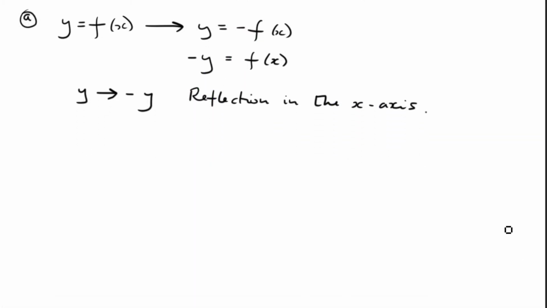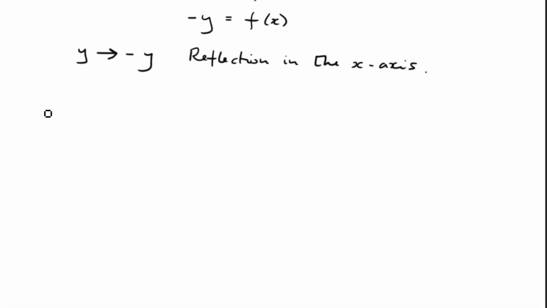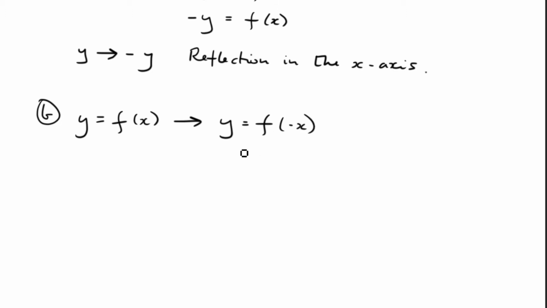Now let us see what we think should happen in part B, because in part B we have to work out how to go from the original curve y is equal to f of x to the new curve y is equal to f of negative x. Well, we can see that x has been replaced in the original equation by negative x, so our rules tell us that what we should see is a reflection in the y-axis.